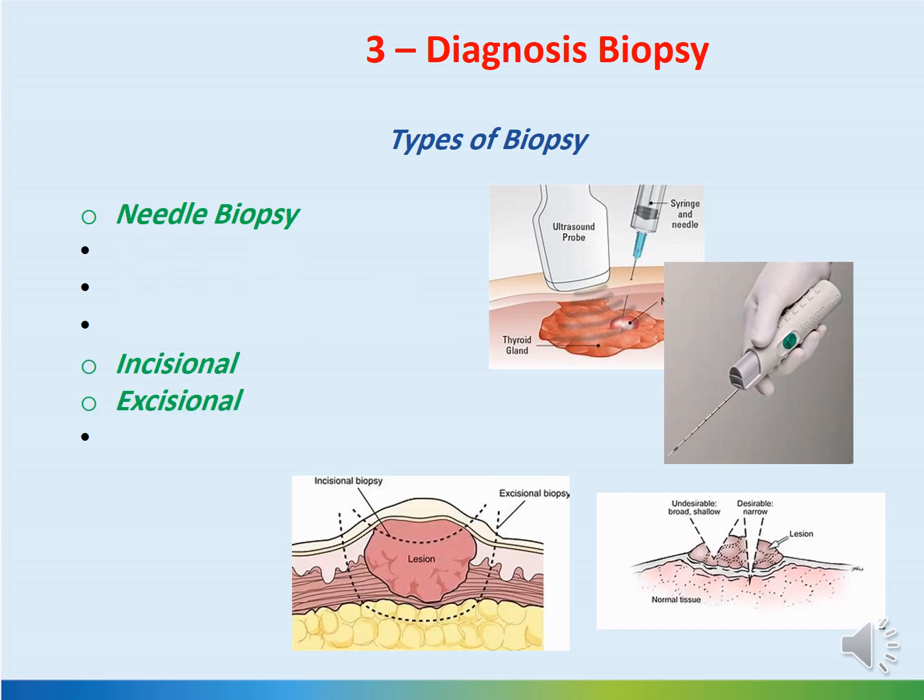The incisional and the excisional biopsy mean we use surgical removal of the tissue. Either we remove part of the tissue in order to get the specimen, which is called incisional biopsy, or we remove the whole entire mass or lesion, so it's called excisional biopsy.